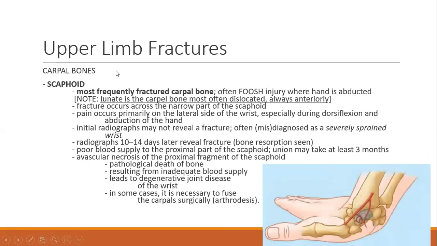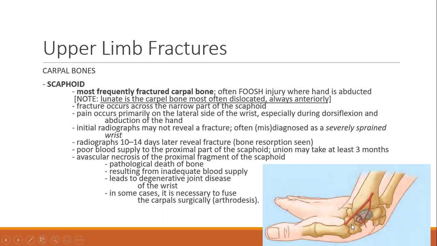Okay, so when it comes to your carpal bones, the most commonly fractured carpal bone is your scaphoid. However, the most commonly dislocated is your lunate. So you want to memorize those two for those two facts. When it comes to scaphoid, the thing you're worried about is necrosis of the bone itself.